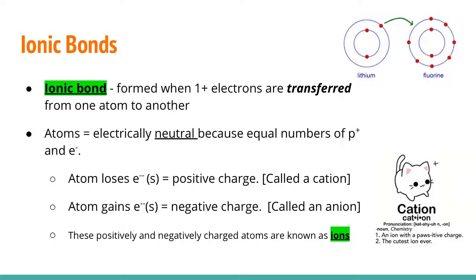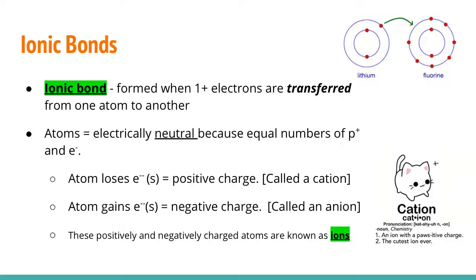The first type of bond that we're going to focus on is the ionic bond. An ionic bond is formed when 1 or more electrons are transferred from one atom to another. Up here we can see a great example of this, lithium and fluorine. Lithium is going to transfer this valence electron over to fluorine. Under normal circumstances, atoms are going to be electrically neutral because they have the same number of protons and electrons.